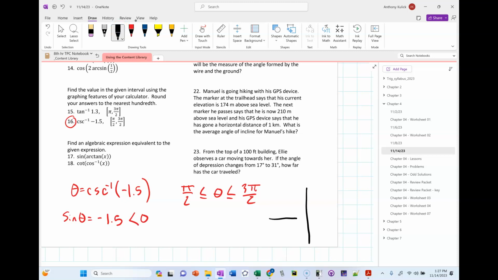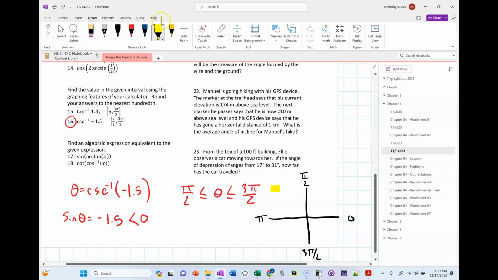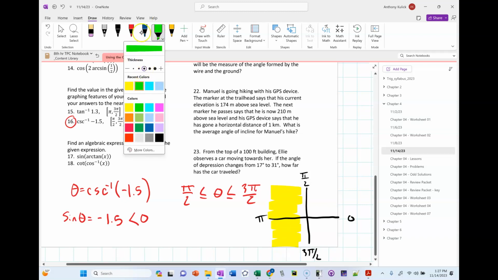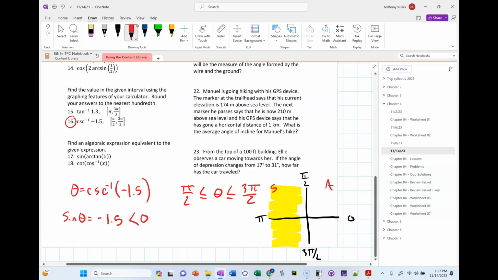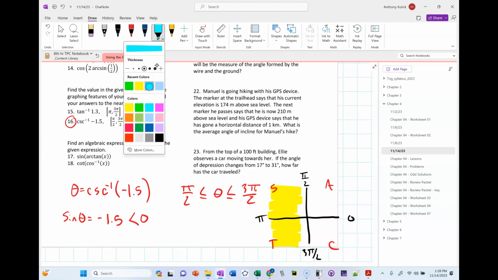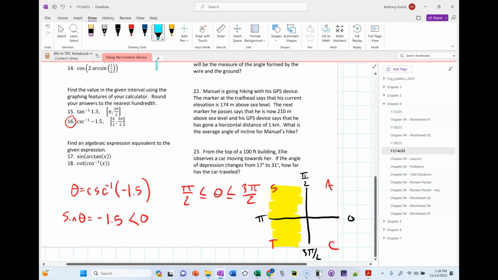So if I draw myself my picture, my angles are positive, so I'm going to be going counterclockwise. So 0, 1/2, 2/2, 3/2. So the interval says I have to be in quadrants 2 or 3. And then if I remember, all silly turtles crawl, that has to be sine negative, so it has to be in quadrants 3 and 4. So my answer must be here in quadrant 3.